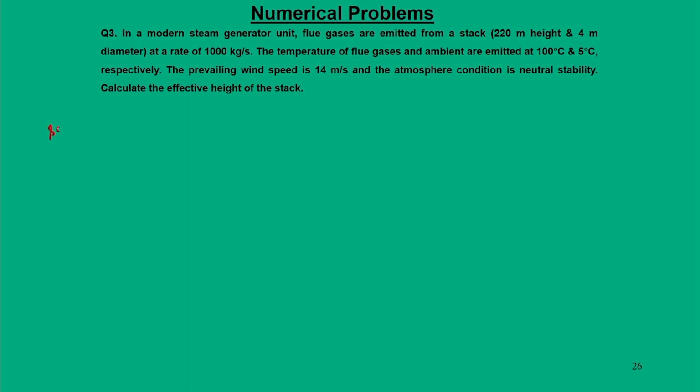and third problem is based on the stack. So, I mentioned the modern steam generator unit uses a stack, and that stack height is, or effective stack height HE is equal to actual height plus delta H, and delta H is nothing but plume height and this is covered through Briggs' relation, and that is 114 C F to the power 1 by 3 divided by VW.